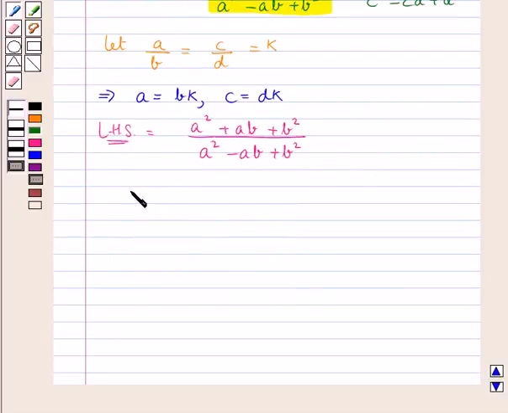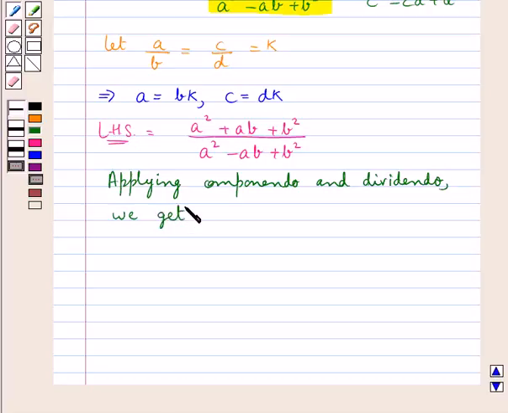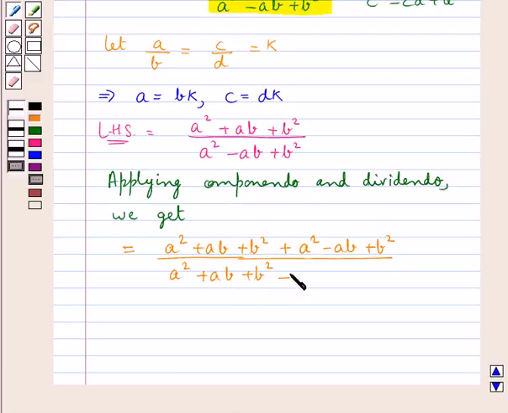Now to simplify this expression, we apply componendo and dividendo. So, applying componendo and dividendo, we get the LHS would be equal to the numerator, that is A square plus AB plus B square plus the denominator, that is A square minus AB plus B square, this whole upon the numerator, that is A square plus AB plus B square minus the denominator. So here we have minus A square plus AB minus B square.